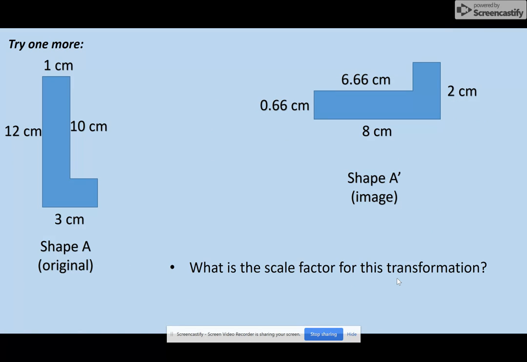Now have a look at this one. It's a little bit trickier. Again, pause the video and see if you can work out what is the scale factor for this transformation. Now you'll need to know which shape is the original and which is the image, and you'll need to pick a pair of sides.